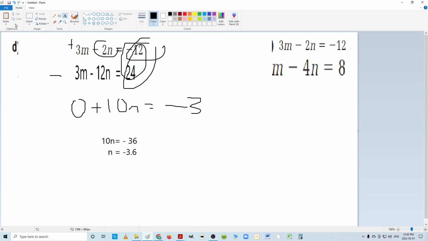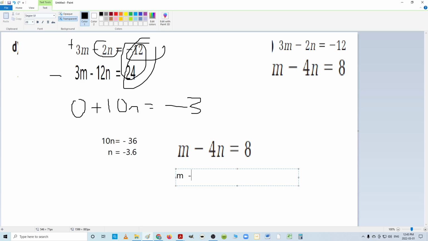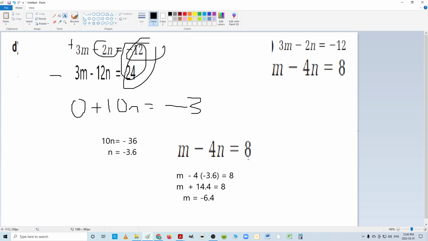Now I can take any of the equations, preferably the smallest or easiest one, and where I see n, I replace it. You're still doing substitution when you do that, with minus 3.6. So 4 times that is plus, minus times a minus is a plus. 14.4 is equal to 8. So m is equal to negative 6.4 when I get plus 12 to the other side.